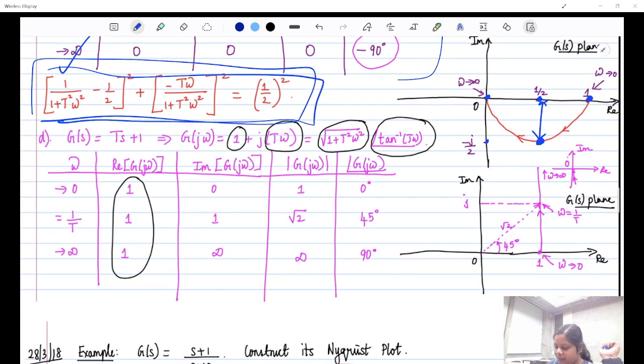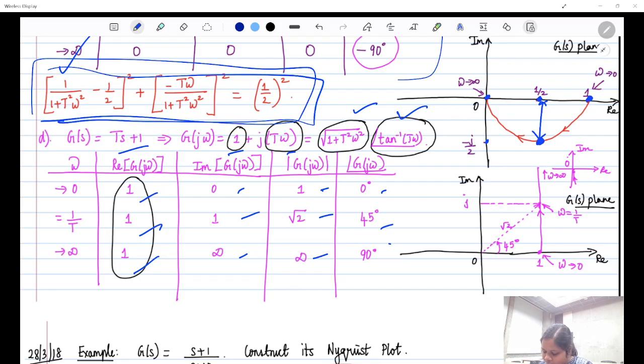Similarly, the other example that was covered was for 1 upon Ts plus 1. In a very similar way, you have to segregate the real part of the transfer function and the imaginary part of the transfer function. Then you have to find out what the magnitude and the phase are, right? And you just have to check at omega equal to 0, 1 by T, and infinity. When you check, you will see it's at 1, 1, 1, 0, 1, infinity, 1 to infinity, 0, 45, 90 degree.